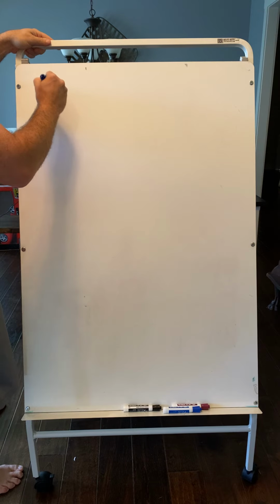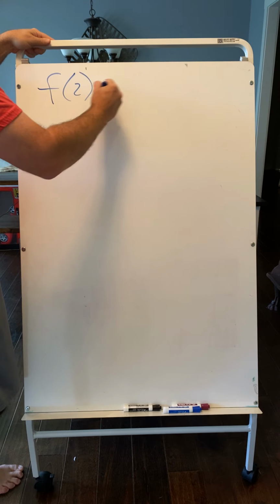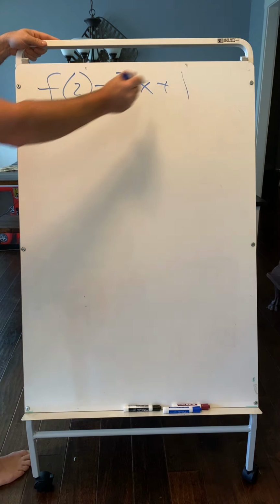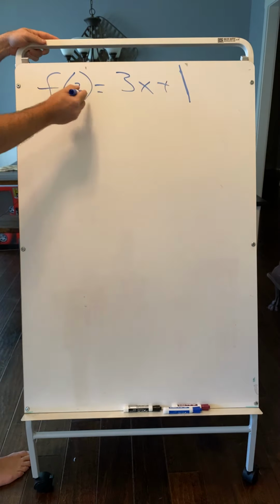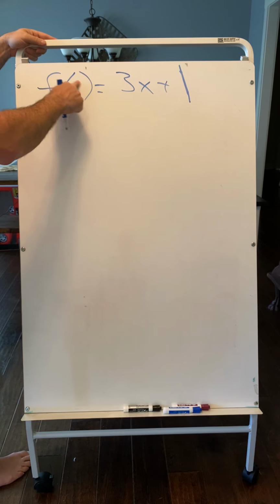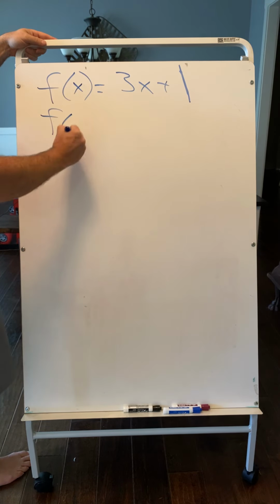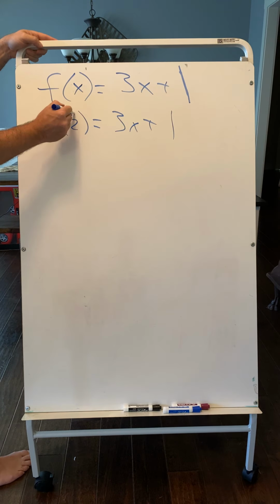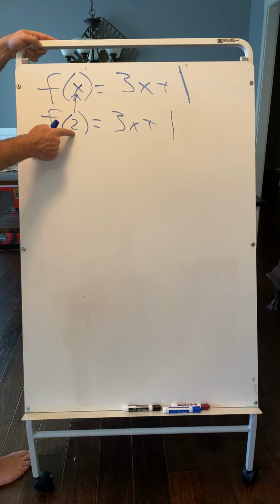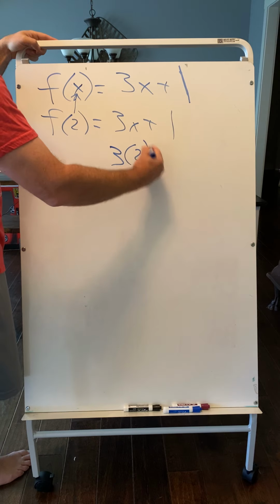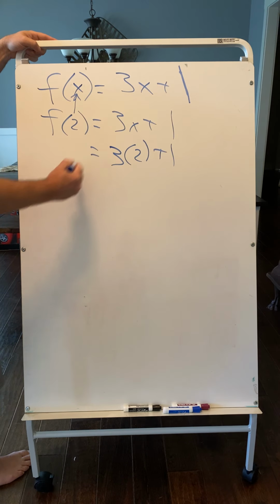What if they say f of 2 equals 3x plus 1? This 2 is where the f of x is. Okay, typically they're going to write it like this. And then underneath it they'll put f of 2. This is going in place. Anywhere I see an x, I'm going to replace it with a 2. Anywhere over here you see an x, right here. So I'm going to put 3 times 2 plus 1.